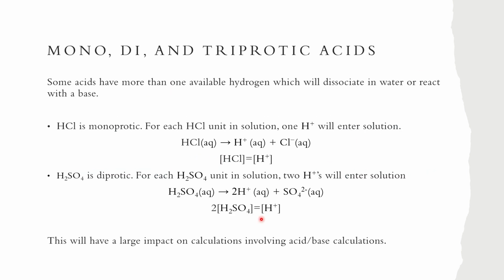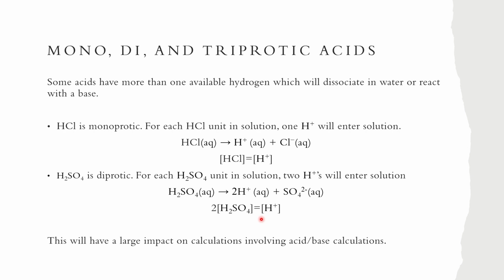The last thing that we need to consider when using pH and trying to do calculations is that we can have mono, di, and triprotic acids. What that means is, and we've already seen this in some of our formulas, that some substances are able to donate more than one hydrogen ion. And if they're capable of donating more than one hydrogen ion, then that needs to be taken into account when we are doing a pH calculation.